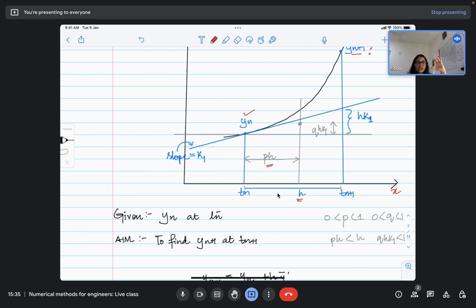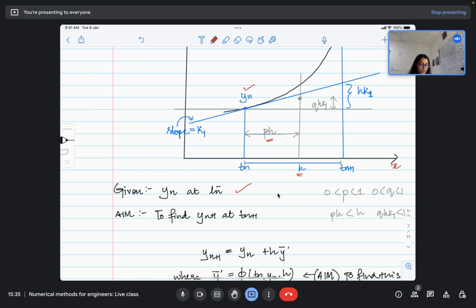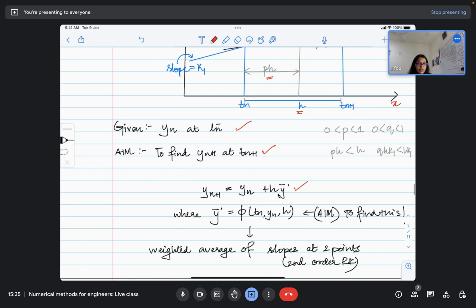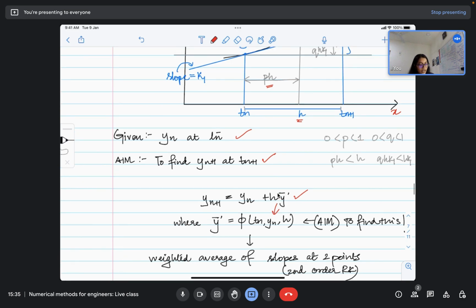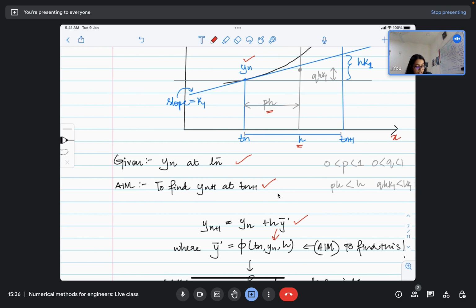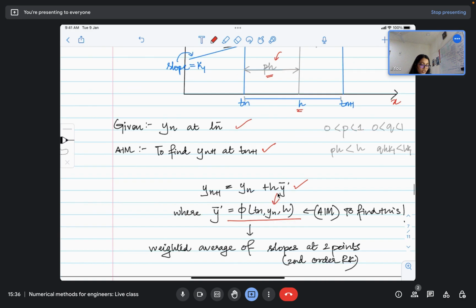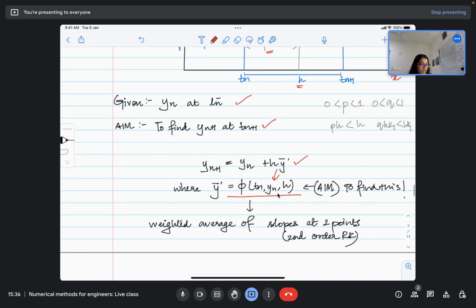So we are given yn at tn and we wish to find yn plus 1 at tn plus 1, where this is the expression that we are trying to evaluate. In this expression, the only unknown thing is this weighted average. It is going to be a function of tn, yn, and h, because the intermediate point that we take depends on the distance between the 2 points, that is h. And we aim to find out this weighted average.